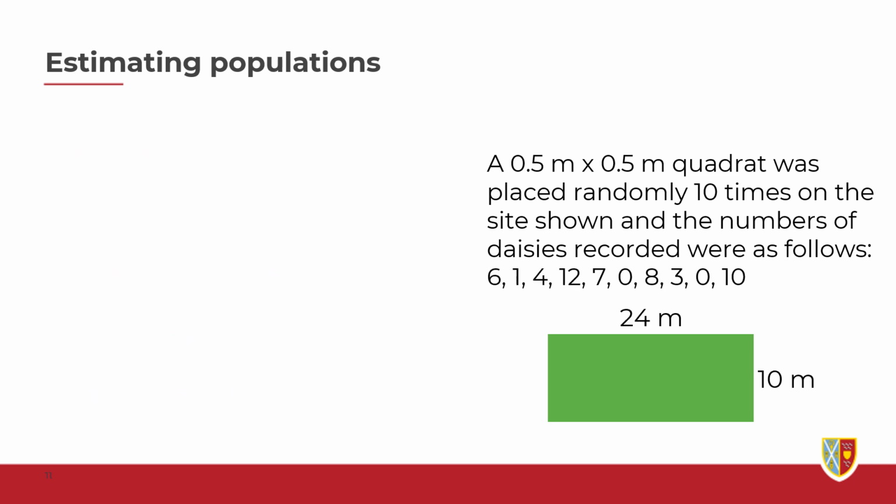So we have a second example here, and I'm going to give you a chance to pause the video and actually have a try at working this out for yourselves. We've got a 0.5 meter times 0.5 meter quadrat. Remember to check how big that quadrat actually is, because it is not a half a meter squared. And it gives you the number of daisies down here per quadrat across the 10 quadrats. You've got the size of the field at the bottom, 24 meters by 10 meters. Have a go, please, exactly the same as the last one. Pause the video for now, and then we'll come back and we'll do some answers.